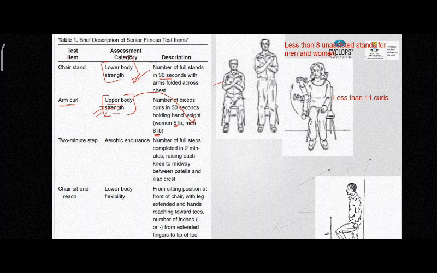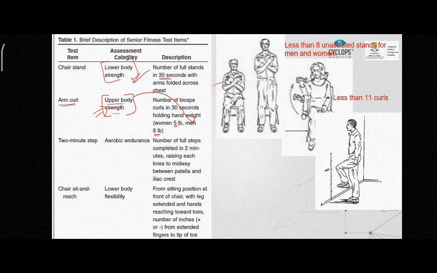Next, we will ask the patient to stand and lift up their leg, once the right leg and then the left leg, so that each knee reaches midway between the patella and the iliac crest. Normally we ask the patient to do a marching kind of activity, and we have to record how much he can do within 2 minutes. If he is taking fewer than 65 steps in 2 minutes, then we can say that the aerobic endurance is very low in this particular patient.